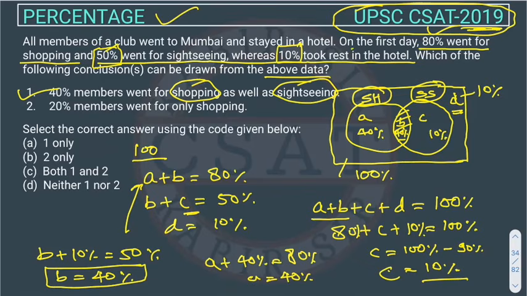Now the second conclusion: 20% of members went for only shopping. Which one is only shopping? This A section is for shopping only. You have to focus on this keyword "only" here. But it is given as 20, and A is 40, so this is wrong. So only option A is right.